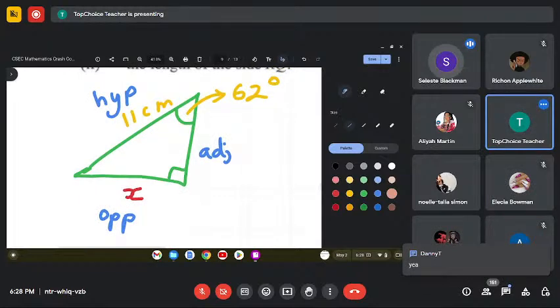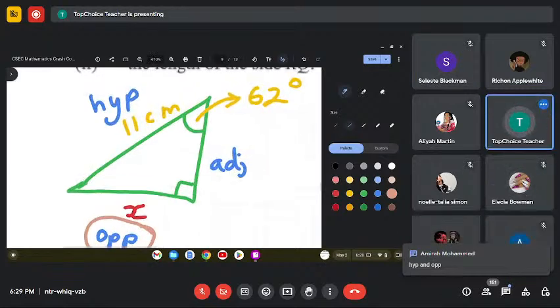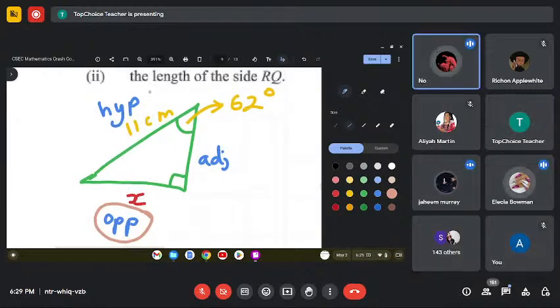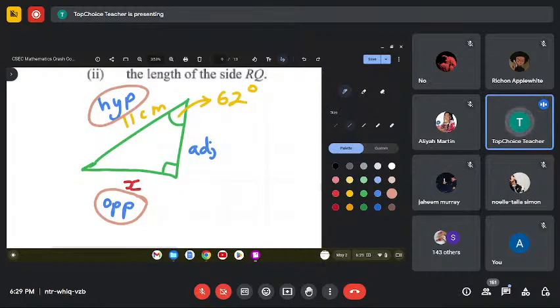Right. Hypotenuse and the opposite. Very good. Why is the opposite important? Because this is what we're trying to find. That's the unknown. And why is the hypotenuse important for this question? Because that is the one they gave us. So that is how we pick the important sides. We pick them based on the one we want to find, which is the opposite, and the one they gave us, which is the hypotenuse.